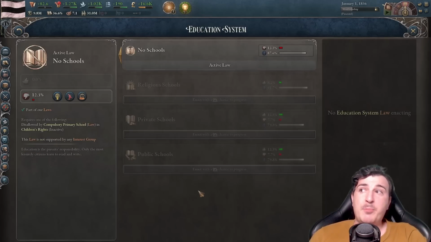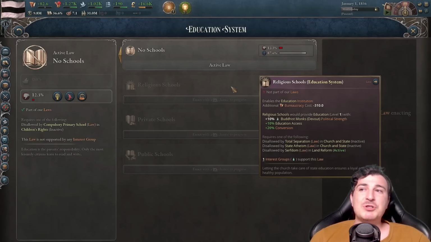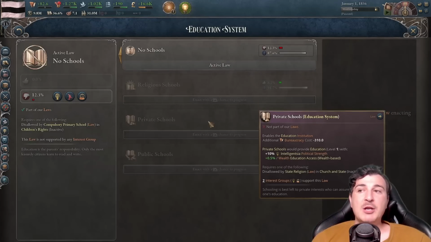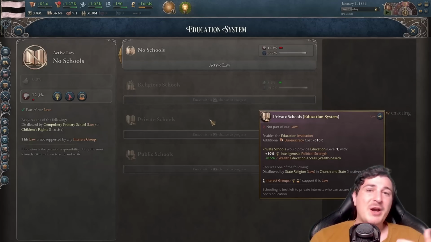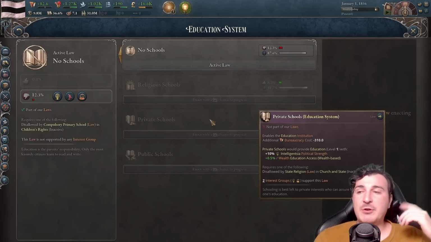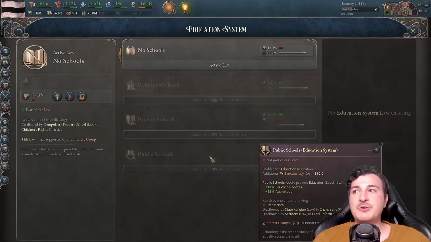School system, very important. A lot of the times you'll be able to get religious schools early on because the various religious interest groups will support this. Take note, this means with every single level of institution for your education, you get 10% political strength for the religious interest group, as well as you get conversion speed to your primary religion and education access. Private schools, by contrast, give percentage wealth education access, which is wealth-based, and intelligentsia political strength. So this is kind of super situational. If, say, you are a very small country with a very rich population, then this is for you. If you don't have that and you're literally anybody else on the planet, or most countries, go for public schools.